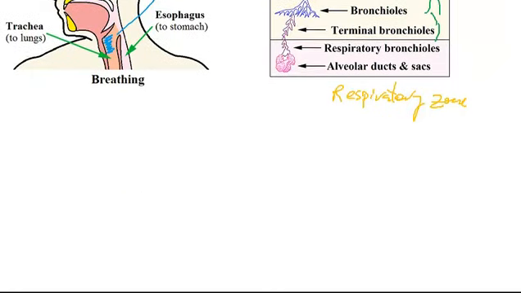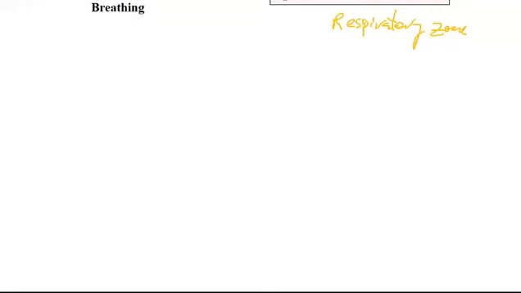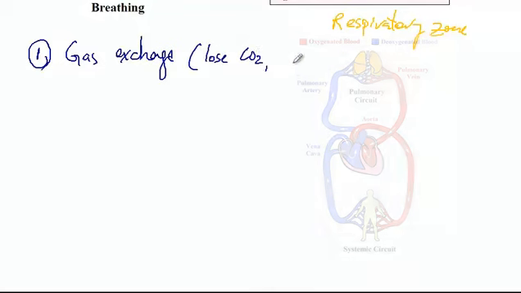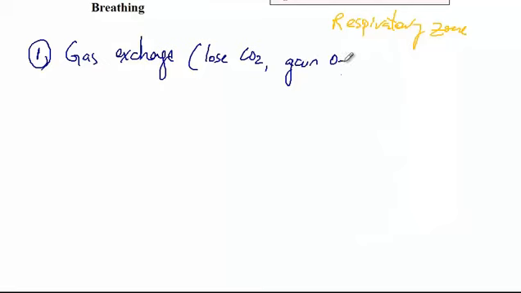Alright, and so with the general outline of structures of the respiratory system, now we can go over different functions of the respiratory system. So as you're aware, number one function of the respiratory system is gas exchange, where CO2 will be exhaled while O2 will be inhaled in order to allow oxygenated blood to return back to the left side of the heart with the help of the pulmonary vein. So gas exchange. Lose CO2 and gain O2 in the lungs.